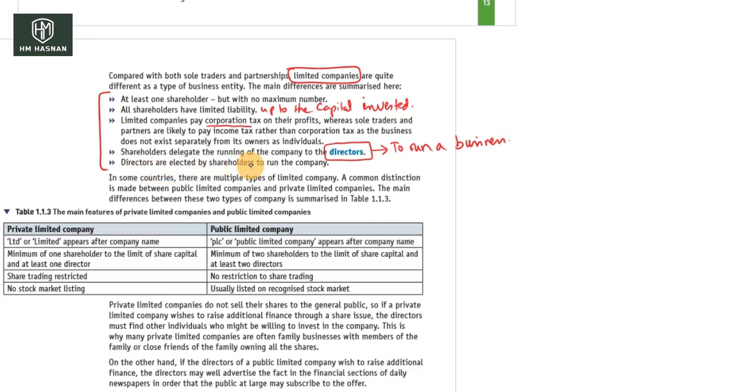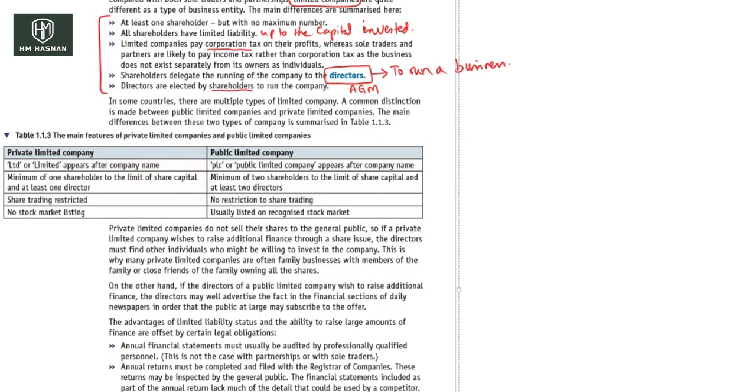Directors are elected by shareholders to run the company. Who elects the directors? Shareholders. Shareholders elect the directors in the AGM. AGM stands for annual general meeting. In the AGM, shareholders appoint the directors. Who will be a director?